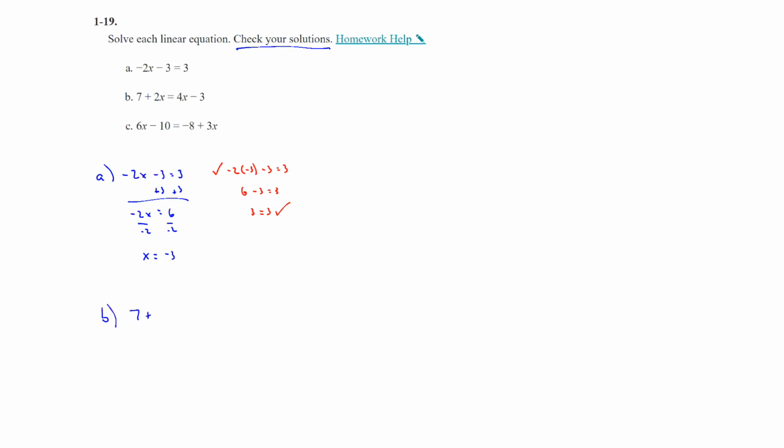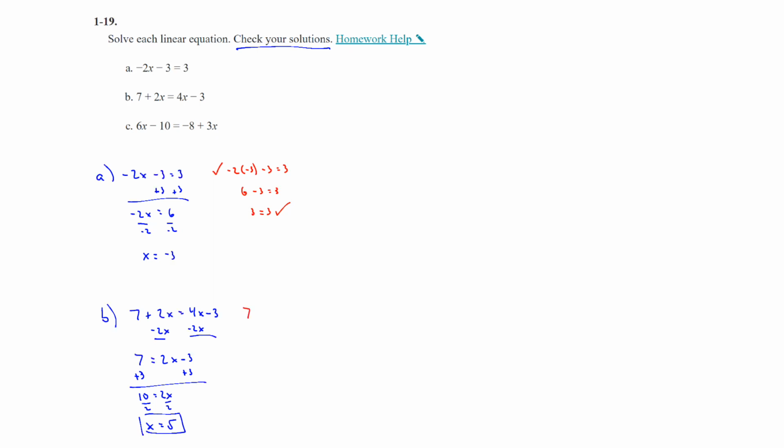B, 7 plus 2x equals 4x minus 3. Now on this one we have the variable term on both sides and we have a constant on both sides. So you can move whichever one you want to get the variable term on one side and the constant on the other. So I will subtract 2x from both sides, and that will leave me with 7 equals 2x minus 3. Then I'll go ahead and add 3 to both sides. So 10 is equal to 2x. Divide by 2. x is equal to 5.